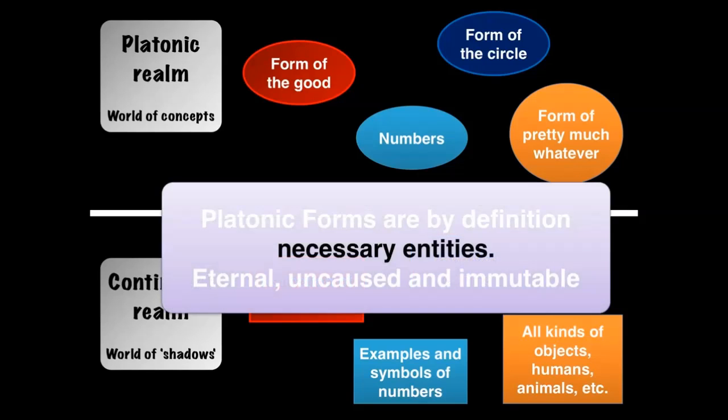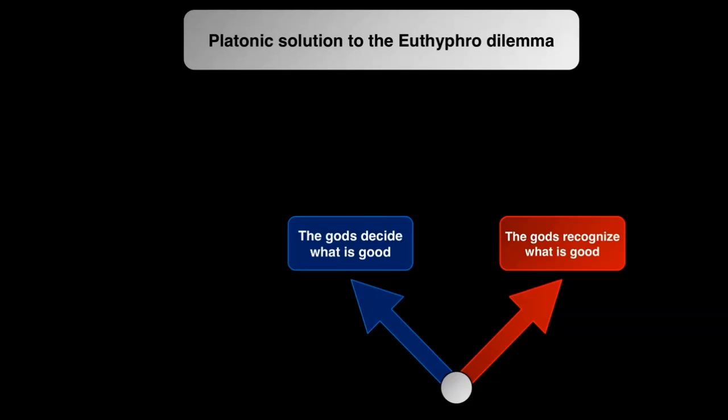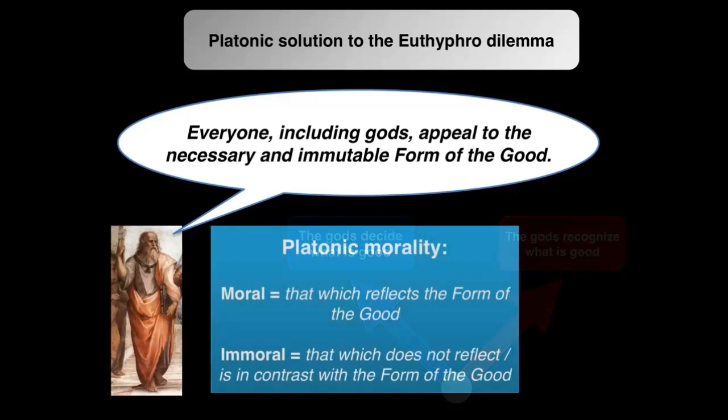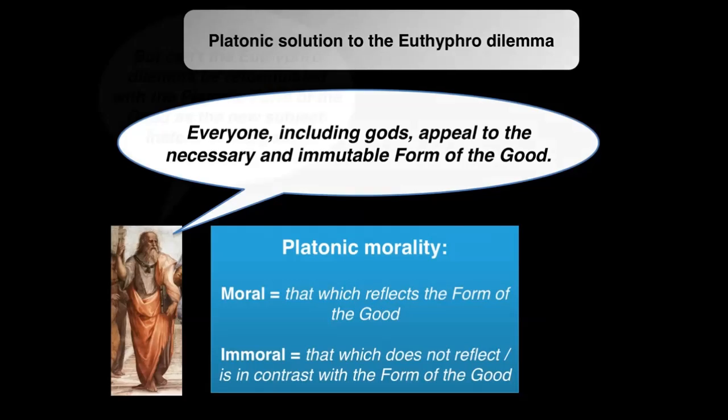Being the ultimate reality, these forms were not only eternal, but their existence was believed to be metaphysically necessary. They had no origin, no end, and could not be changed or even affected by anything else. They were absolutely immutable. So what would be a Platonic solution to the Euthyphro dilemma? The answer would be that the Platonic form of the good is the absolute foundation of morality. Something is good if it reflects the form of the good, and something is evil if it is in contrast to the Platonic form of the good.